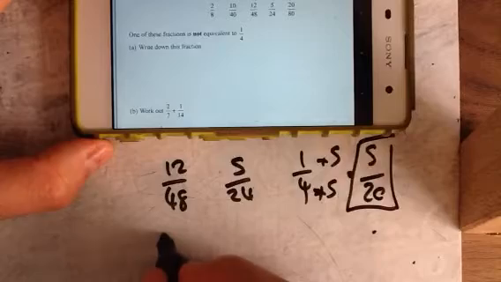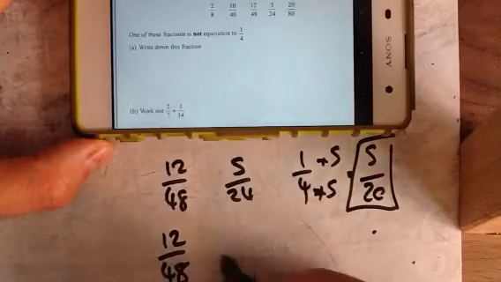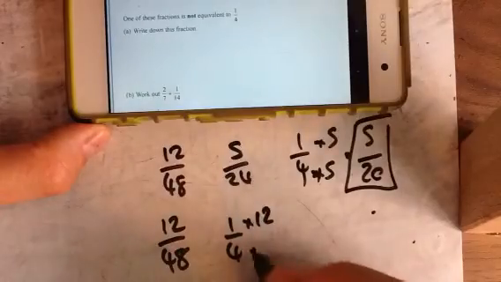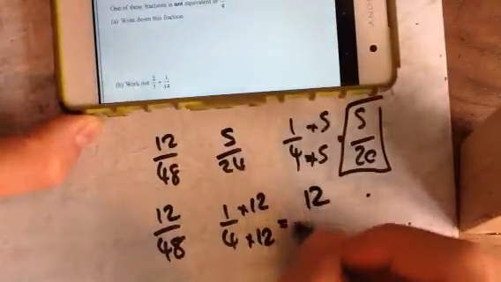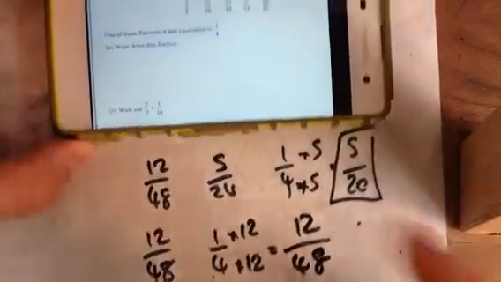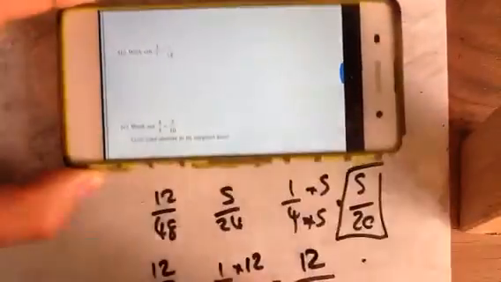Let's do 12/48. We've got a quarter. To get 1 to 12, I need to times the top by 12 and the bottom by 12. Top becomes 12. 4 times 2 is 8. 4 times 1 is 4. So it's definitely 5/20.